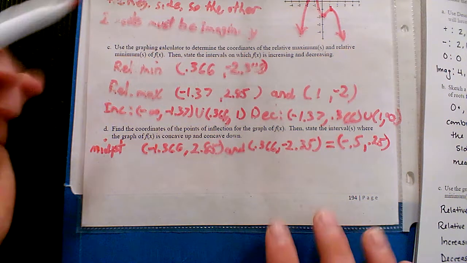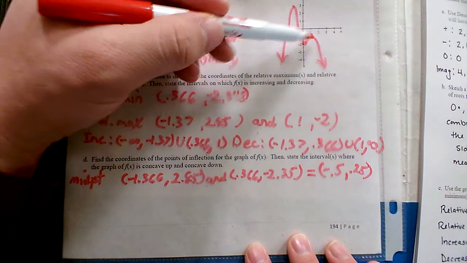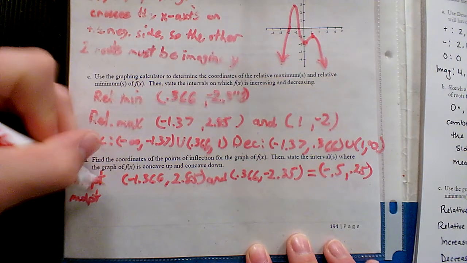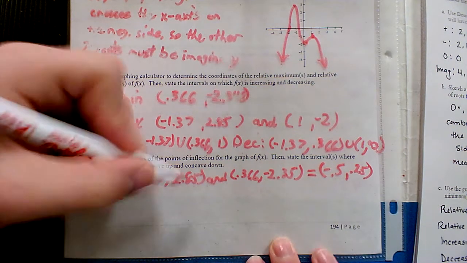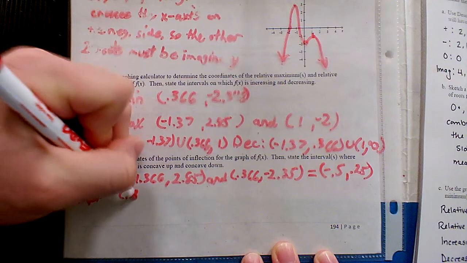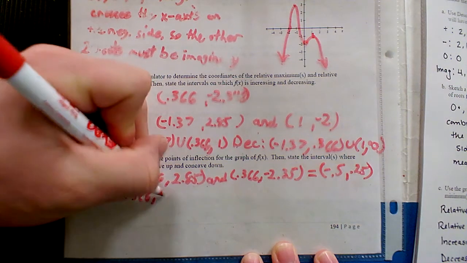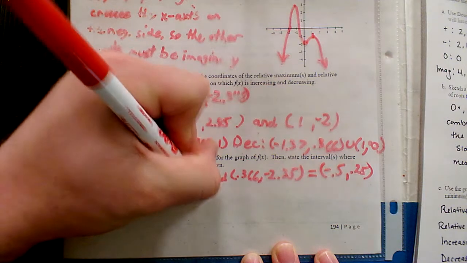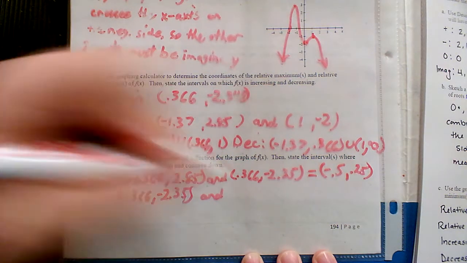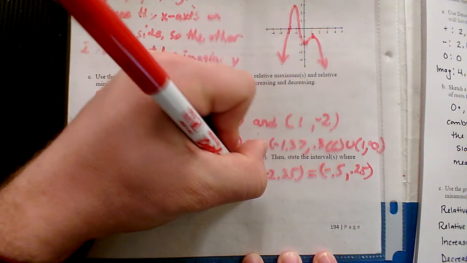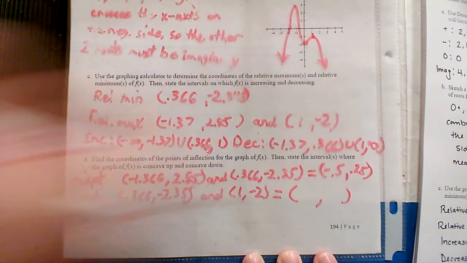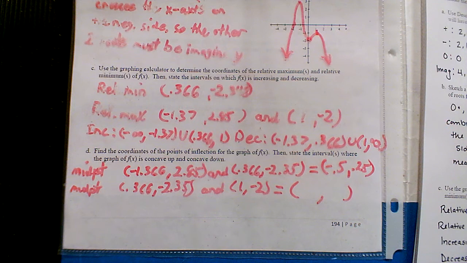But we should have one more inflection point. We need this one from over here. So we need to find the midpoint of our other min and max. So 0.366, negative 2.35, and the relative max of that one was 1, negative 2. So we can find our other inflection point.